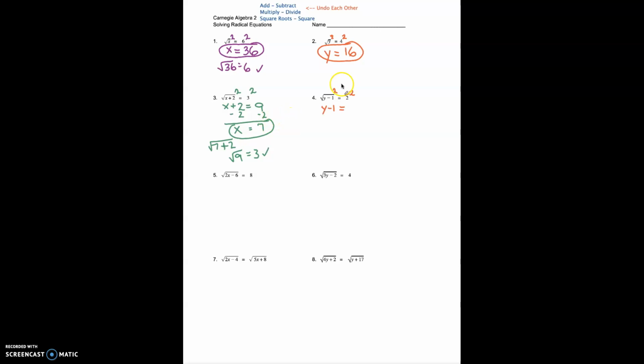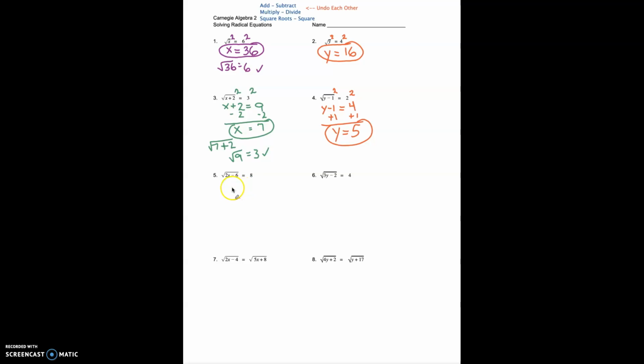All right, so for 4, did you square both sides? And that leaves you with y minus 1 equals 2 times 2, or 2 squared, which is 4. And then because we're subtracting 1 here, to undo that, we add 1 to both sides. And we get y is 5. All right, nice job if you have that.